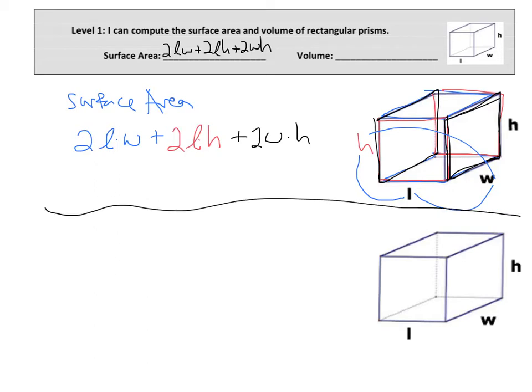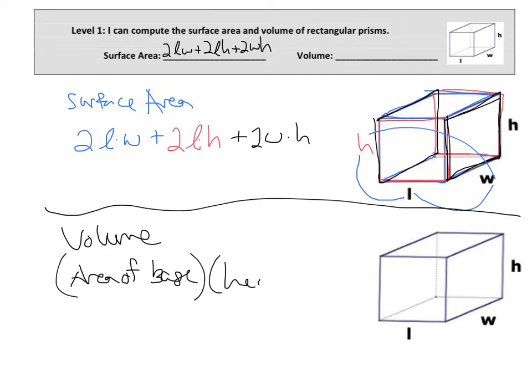And now for volume. The volume of every prism is the area of the base of the figure times the height. And the base and the height have to make a right angle, so any side of the box could be the base, but usually we think of it as the bottom. So the area of the base in this case is that rectangle on the bottom.